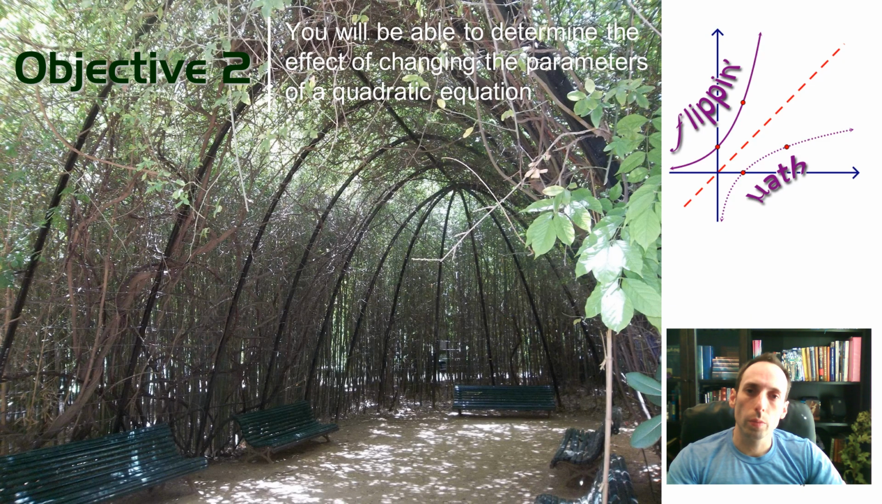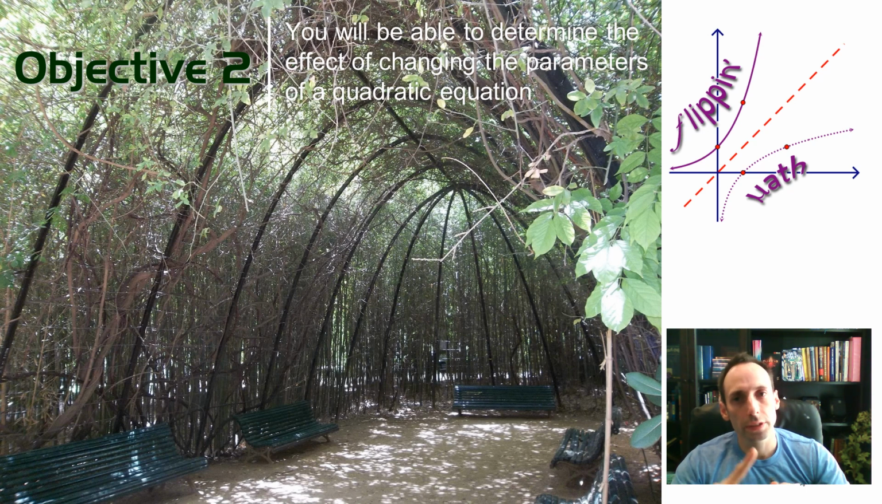So, we're talking about quadratic equations in standard form and being able to graph those things. And here's objective 2, being able to determine the effect of changing the parameters of a quadratic equation. What happens when you change the a, the b, and the c? And I think this one might be a little shorter than that first objective, which I think was kind of long.